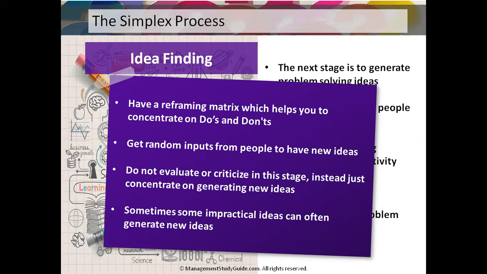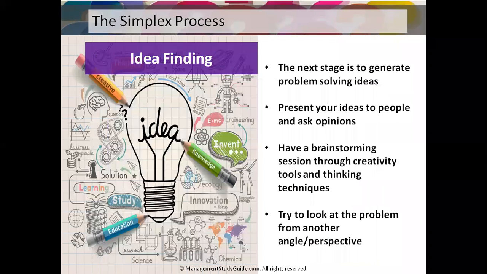Have a reframing matrix which helps you to concentrate on do's and don'ts. Get random input from people to have new ideas. Do not evaluate or criticize in this stage. Instead, just concentrate on generating new ideas. Sometimes even impractical ideas can generate new ideas.